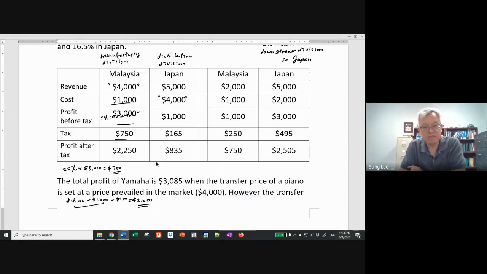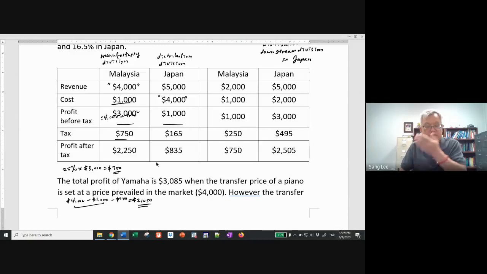Now, what about the distribution division? Let's say their retail price is $5,000. The distribution division in Japan is selling each piano for $5,000 to consumers. But in the accounting entry, the price the manufacturing division charges the distribution division for each piano is what? $4,000. So that is considered cost for the distribution division. So for the distribution division in Japan, the profit is what? $1,000. 5,000 minus 4,000 is 1,000.